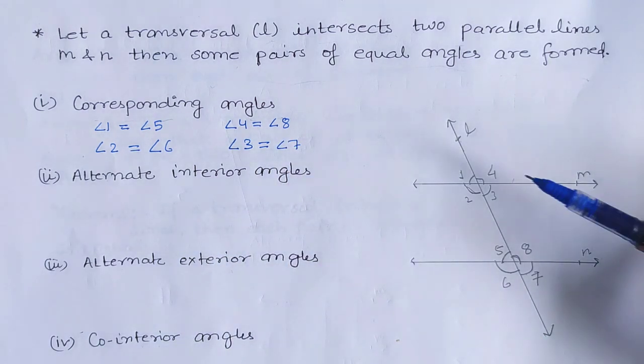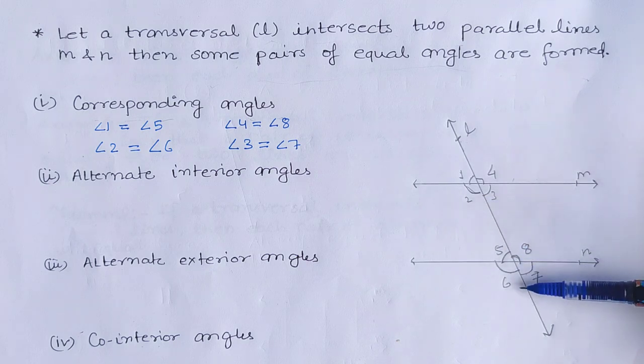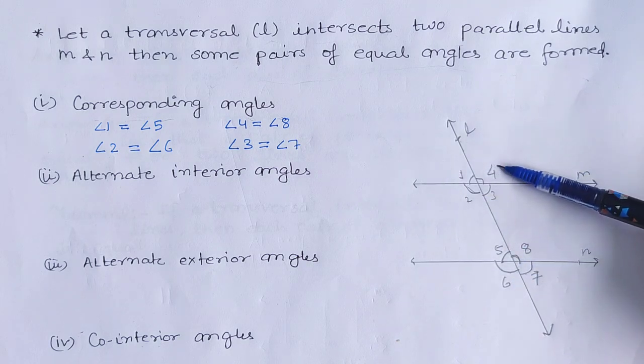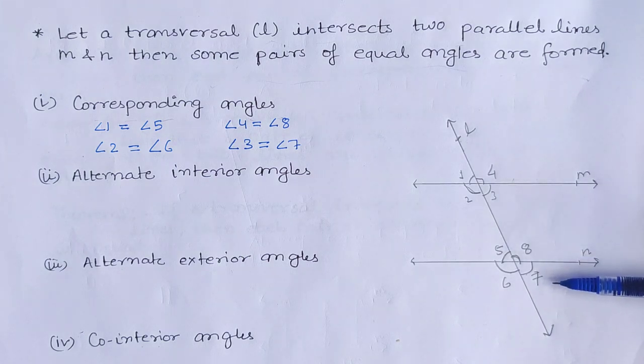Okay, look at the figure. Angle 1 is corresponding to angle 5, angle 2 is corresponding to angle 6, angle 4 is corresponding to angle 8, and angle 3 is corresponding to angle 7. In the case of parallel lines, corresponding angles are equal to each other.